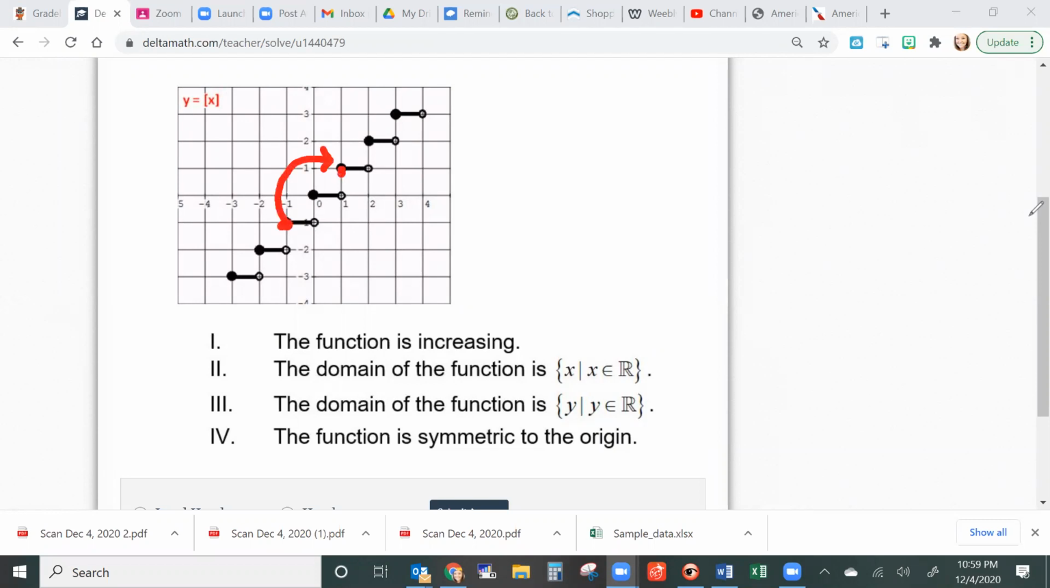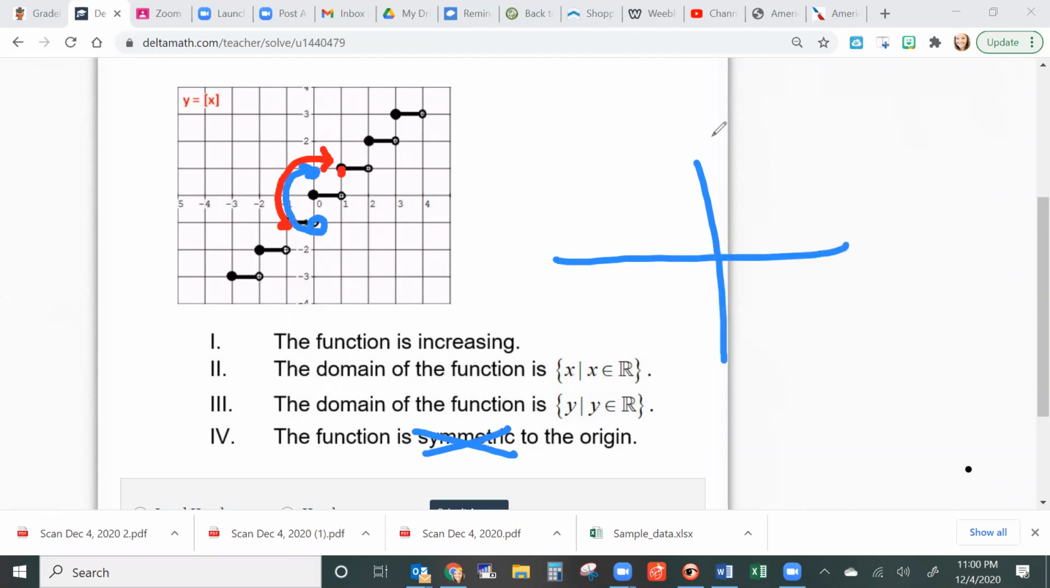But no, I didn't really look at this ahead of time. If I take this dot, which is here, and I spin it around 180 degrees, it would have ended up here. So this is not symmetric to the origin.